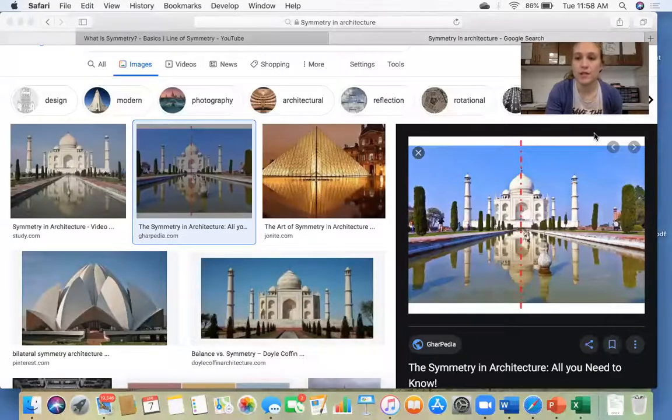Next, I'm going to show you some examples in architecture. Okay, so here are some examples in architecture. This picture right here is the Taj Mahal. It's a famous building in India, right? So see how it's symmetrical on both sides. One side mirrors the other side, and you can even see that in the reflection, how one half of the building would mirror the other half.